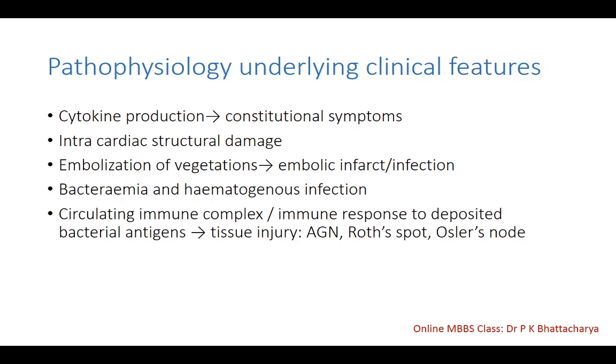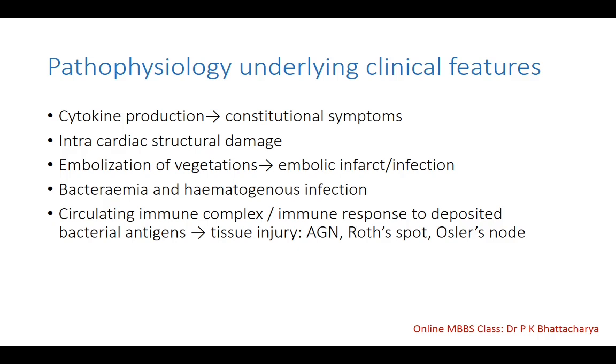Now before we go to the clinical picture as such, what are the underlying pathophysiological bases for development of these particular features? You have the constitutional features in infective endocarditis, with malaise, low-grade fever, anemia, and lassitude. These are because of the cytokines produced. Then the intracardiac structural damage will lead to heart failure, development of murmurs, arrhythmias, and heart blocks. These are the intracardiac damages which lead to the cardiac-specific clinical features.